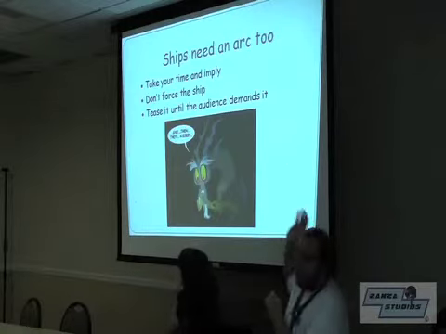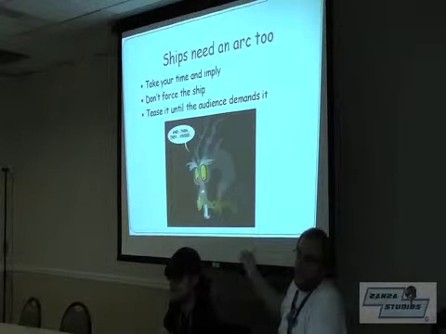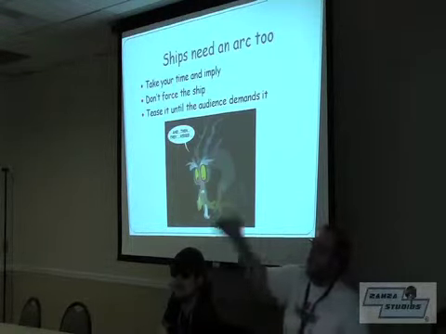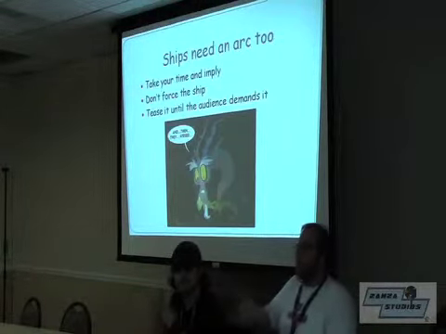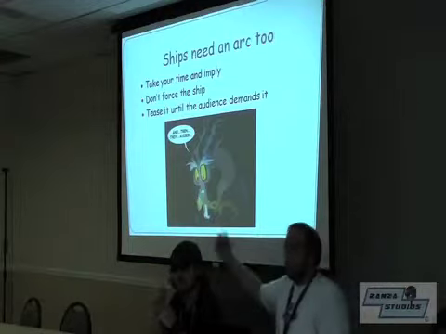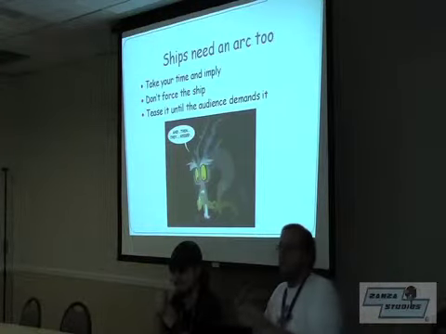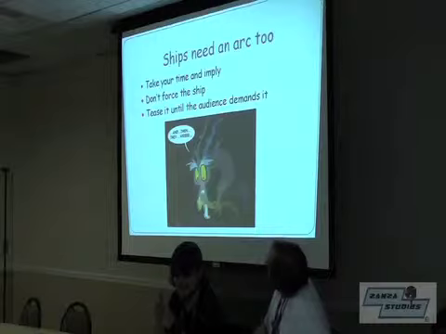Ships need an arc, just like characters need an arc. If you want to change a character, you create a story arc that shows that character change. If you want a ship to come together, a pairing to come together, you need to create an arc that makes that pairing come together and treat it the same way you would treat a character. Tension is compelling. There has to be a threat of failure.